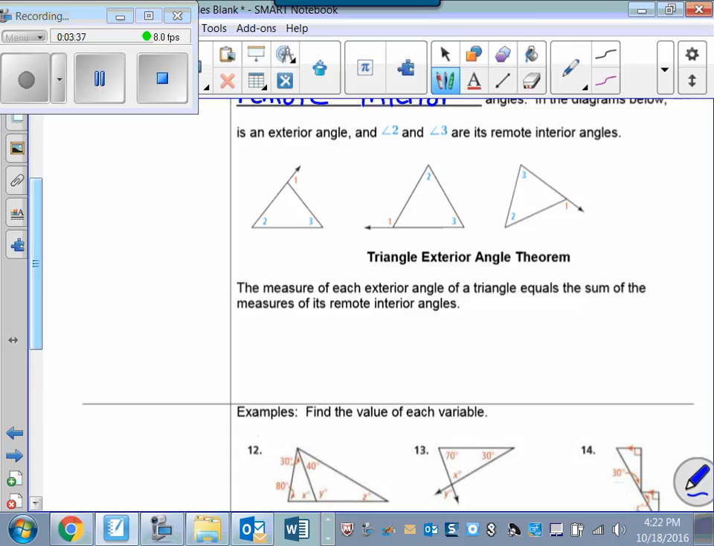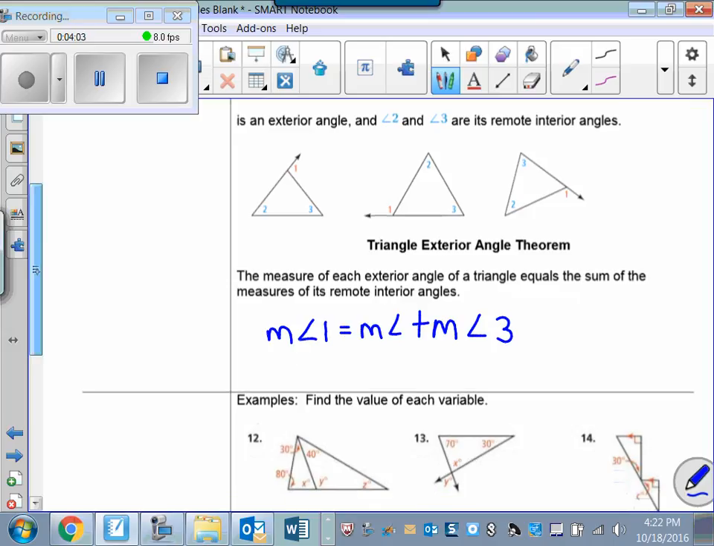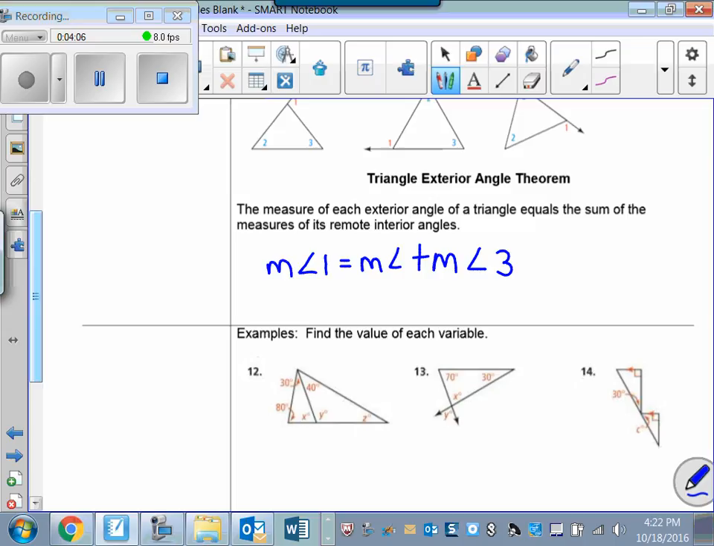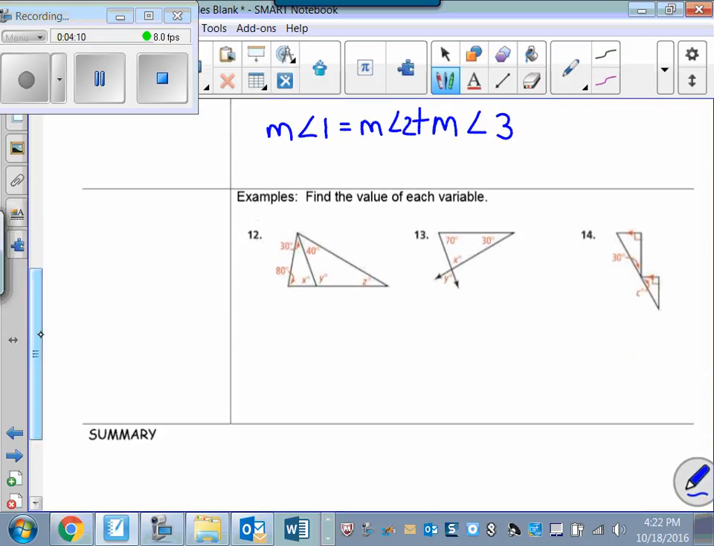Okay, and finally we have one more theorem. It's the triangle exterior angle theorem, and it says the measure of each exterior angle of a triangle equals the sum of the measures of its remote interior angles. So in all these cases, what I know is that the measure of angle 1 equals the measure of angle 2 plus the measure of angle 3. Exterior measure equals the sum of the measures of the remote interior angles. Forgot my 2 there.